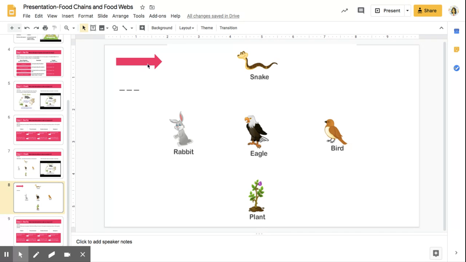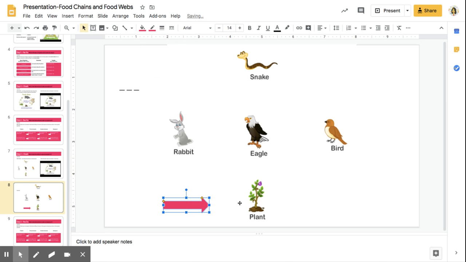A food web is several food chains that are put together and interconnected. So in this example, just like in the food chain that we had a while ago, we're going to start with the plant, which is the producer. Among all these four organisms, which do you think eat plants? Okay, so there are two possible answers. One is the rabbit and the other one is the bird.